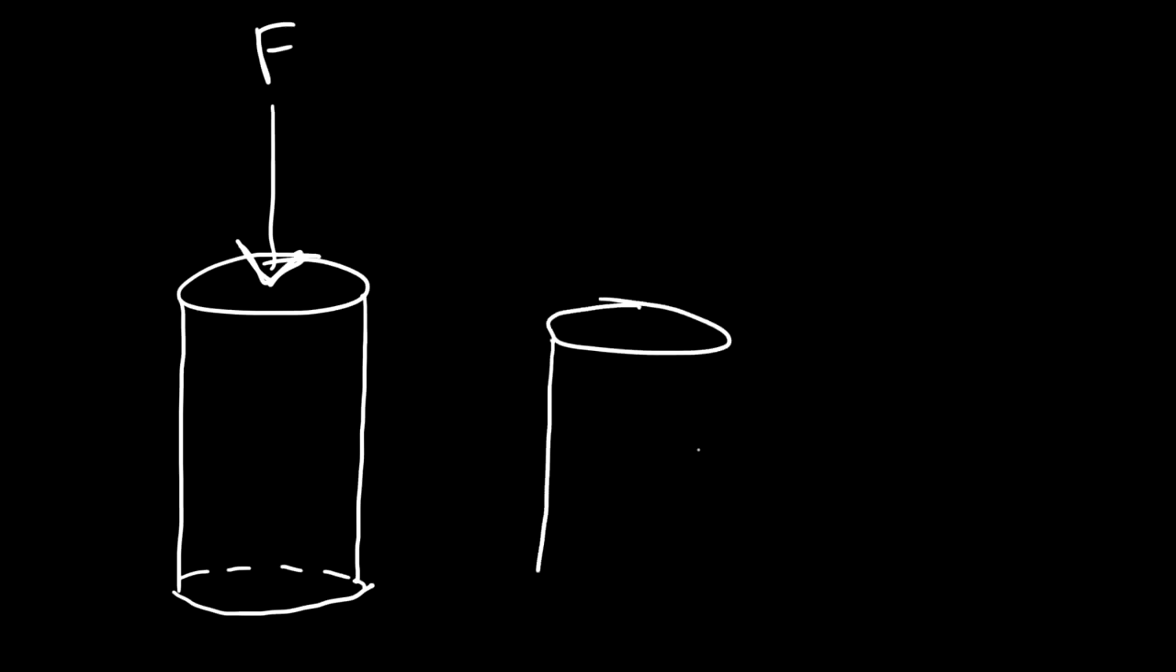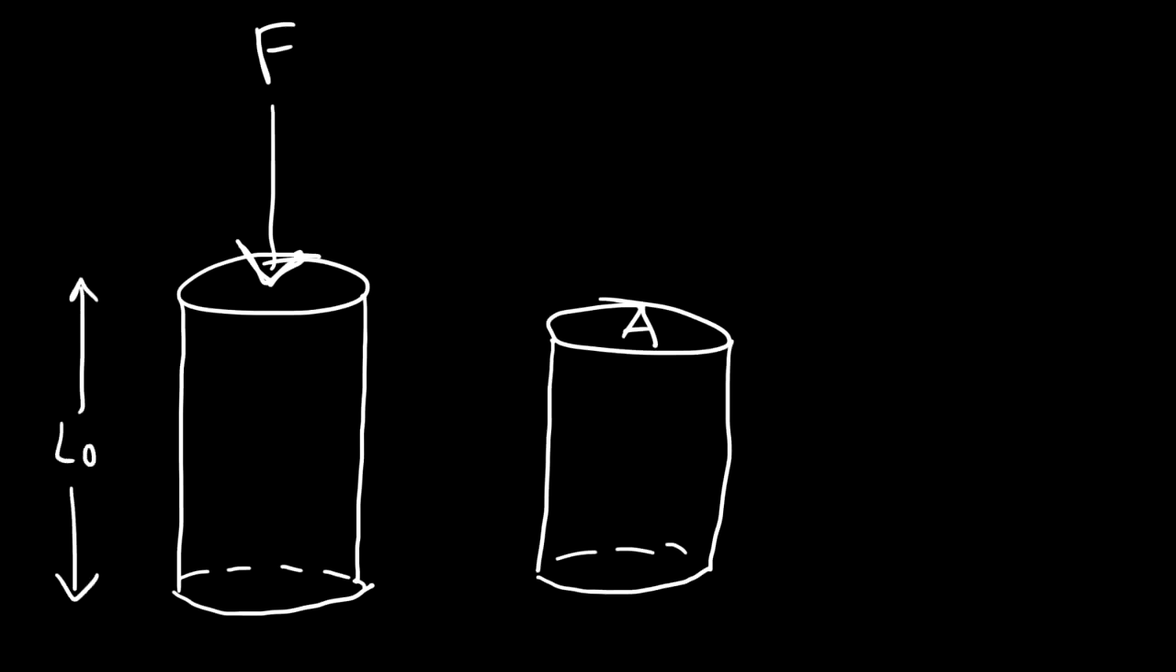Now let's say we have a cylindrical solid, and we're going to apply a downward force. We're going to compress the solid, and so it's going to shrink in height. Here's the area. This is the original length of the material, and this difference here is the change in length of the material.